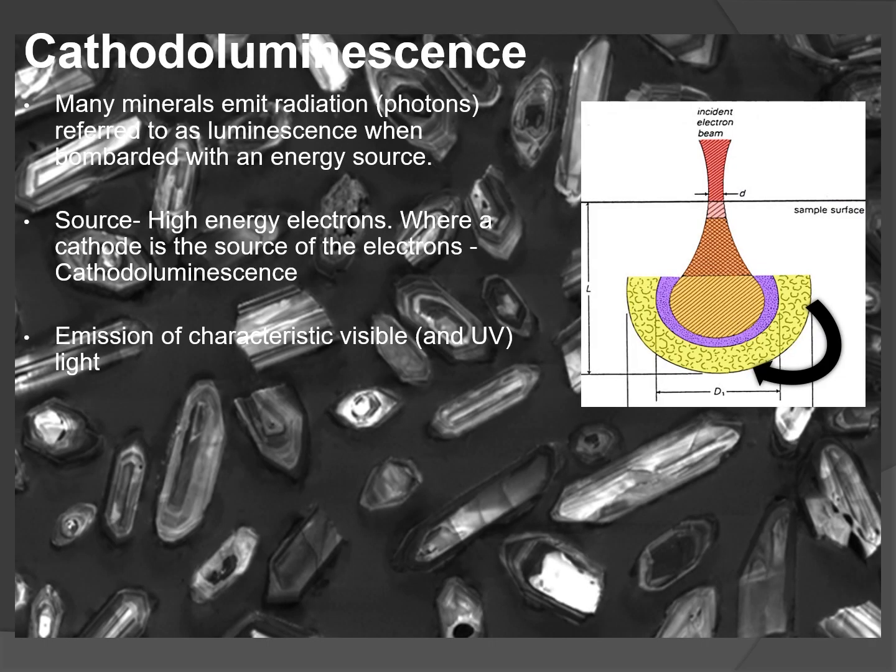Cathodoluminescence: mainly minerals emit radiation, photons, referred to as luminescence, when bombarded with an energy source. The source is high energy electrons, where the cathode is the source of the electrons, hence cathodoluminescence. It is the emission of characteristic visible or UV light.